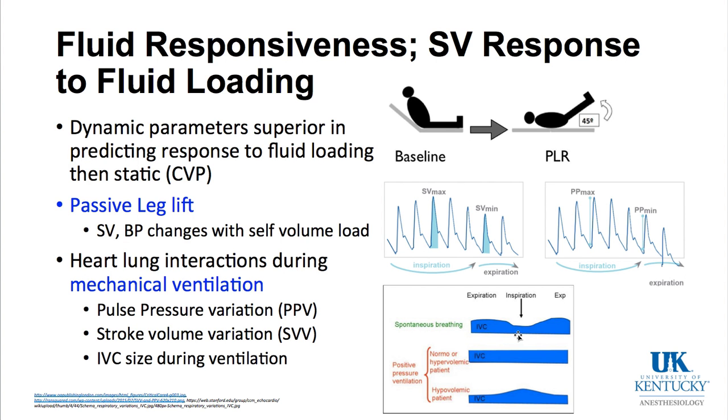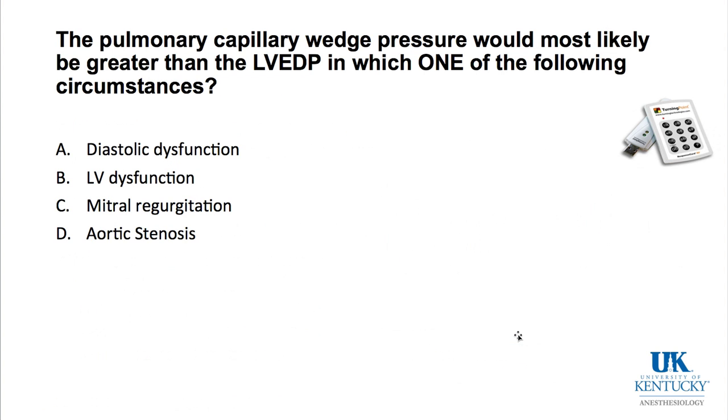However, during positive pressure ventilation, if you looked at that IVC and it was huge and dilated and not changing with respiration, you would say, aha, that patient is probably adequately volume resuscitated. That's assuming they don't have tricuspid stenosis, a failing right heart, etc. So fluid responsiveness and stroke volume response to fluid loading can be predicted by the positive passive leg lift test and the heart-lung interactions during mechanical ventilation, specifically pulse pressure variation and stroke volume variation, and also IVC size change during ventilation.